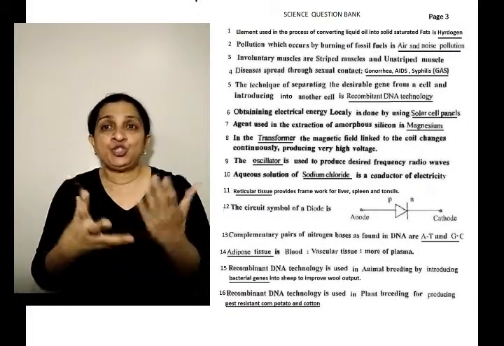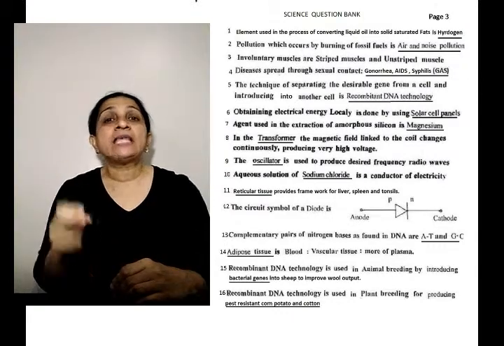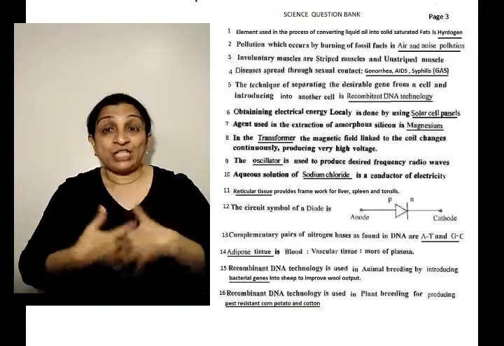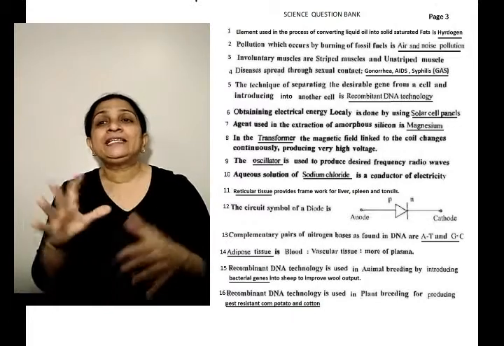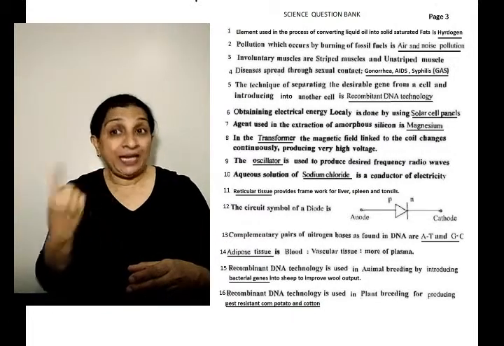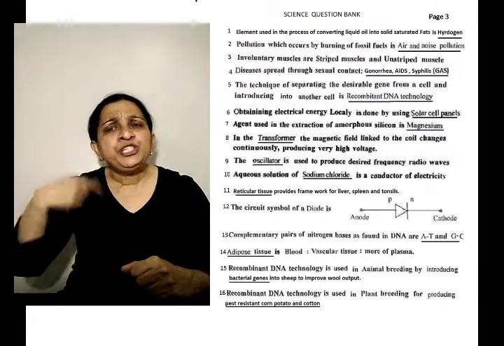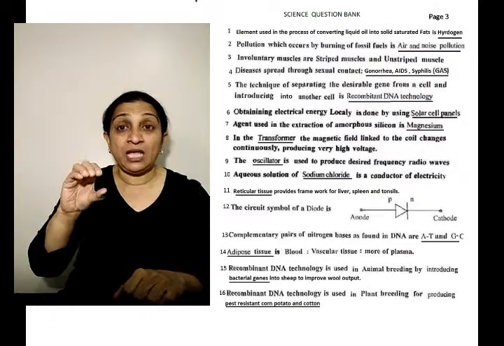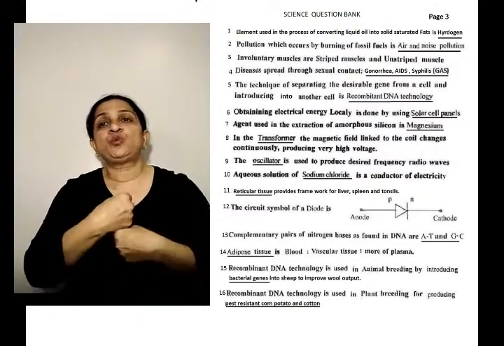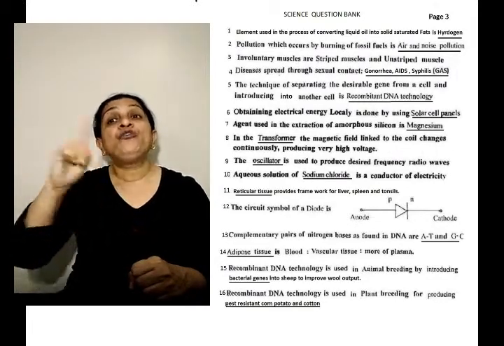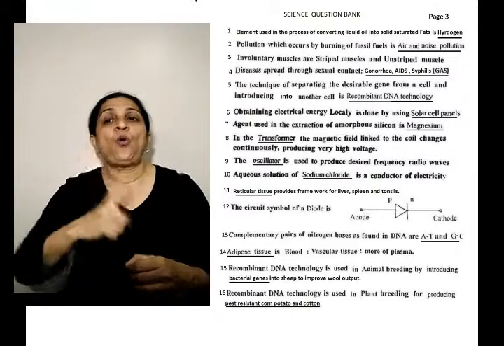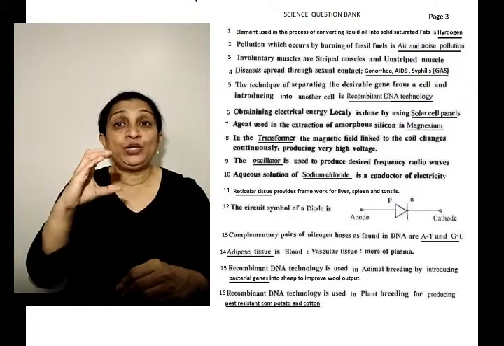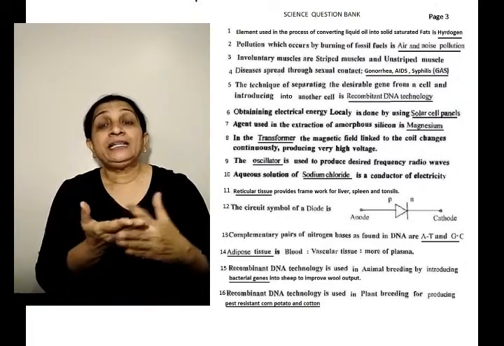Agent that is used to extract amorphous silica is magnesium. In the transformer, the magnetic field linked to the coil changes continuously to produce very high voltage. The ninth one, oscillator is used to produce the wanted or desired frequency radio waves. Aqueous solution of sodium chloride conducts electricity.